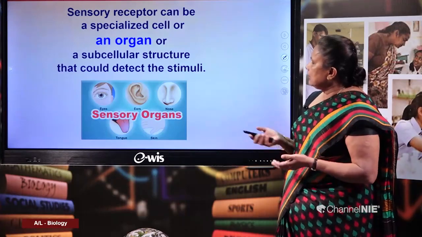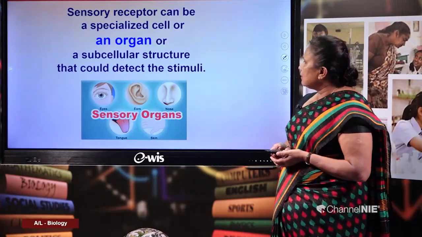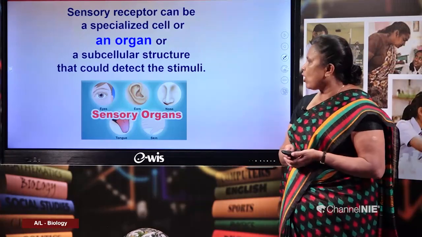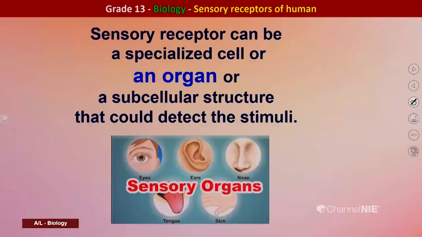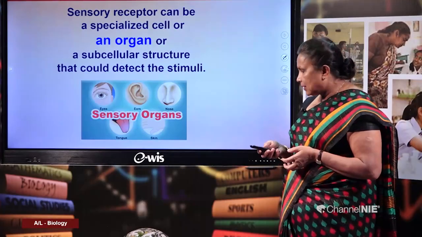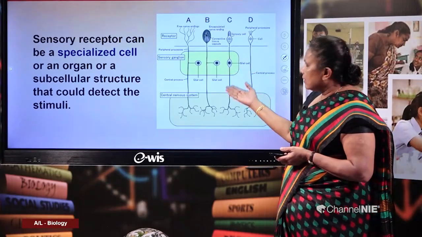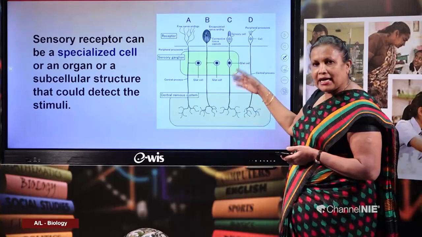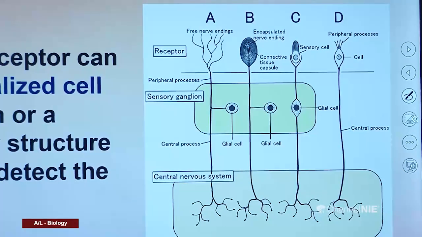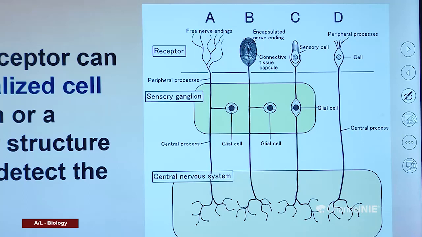Now, you can see some sensory receptors found in humans. Some are organs. As you see, the eyes, ears, nose, tongue and skin, all these are sensory receptors. Some may be structures like specialized cells, sometimes neurons acting as sensory receptors, specialized neurons.